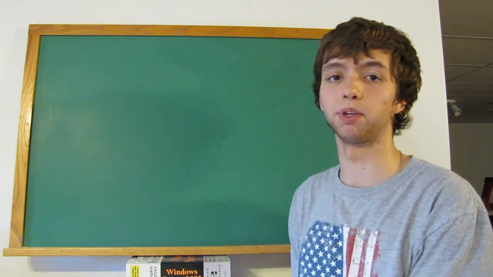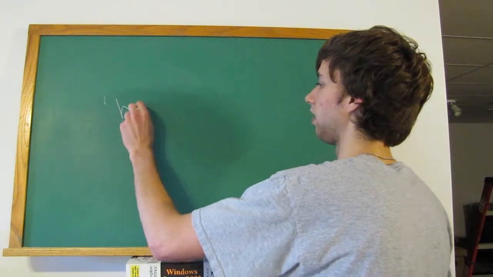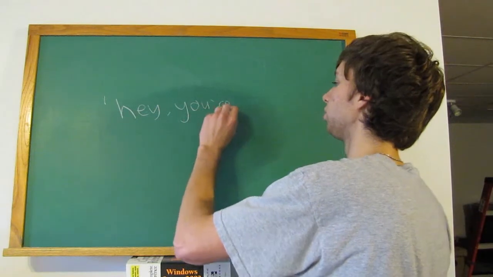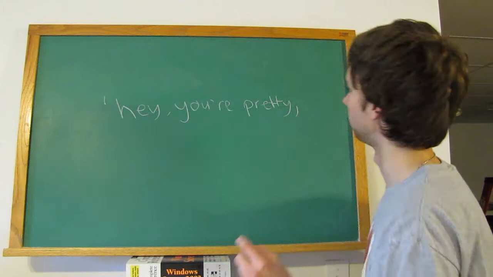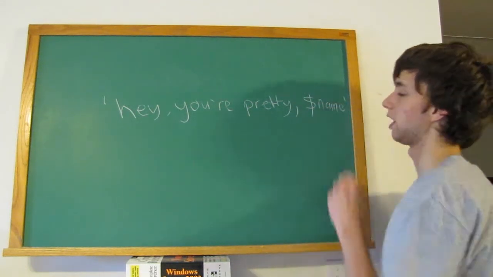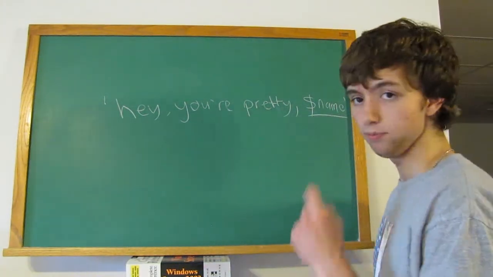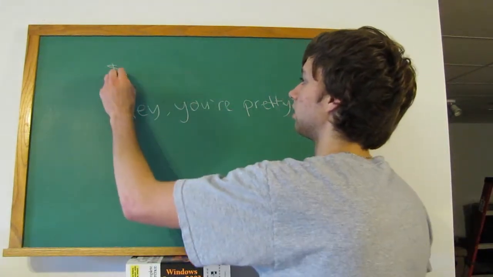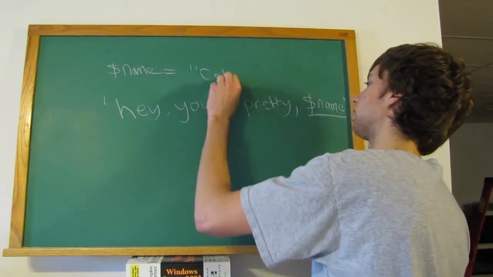So let me give you a good example. In single quotes, we have, hey, you're pretty, name. And then we end the single quote. So now, we have a variable here, and we could define it up here. Name has the value Caleb.